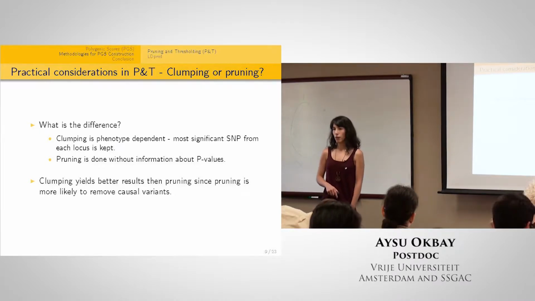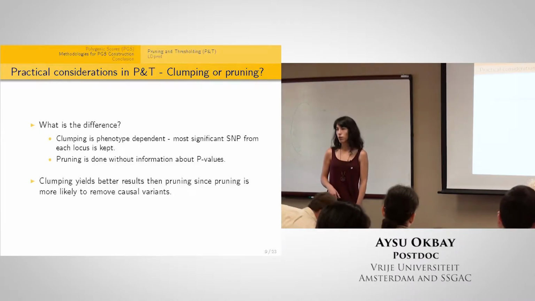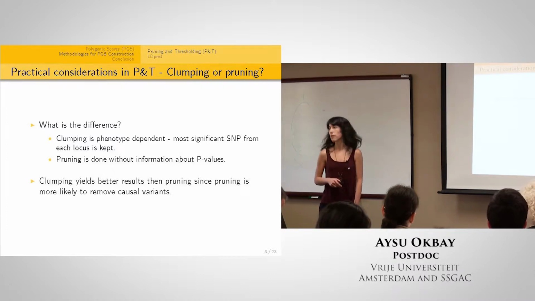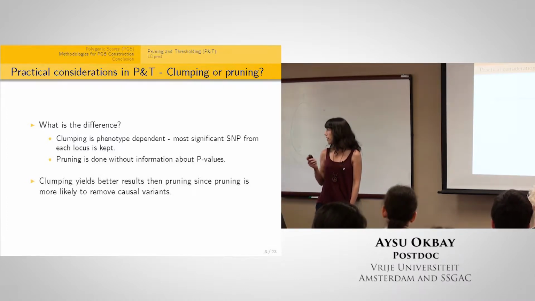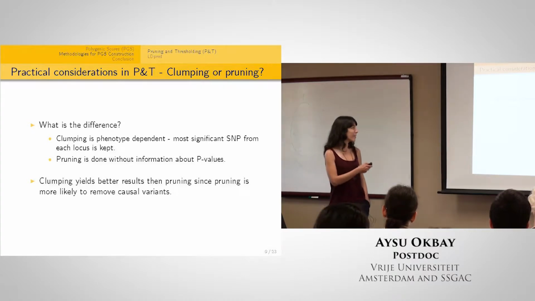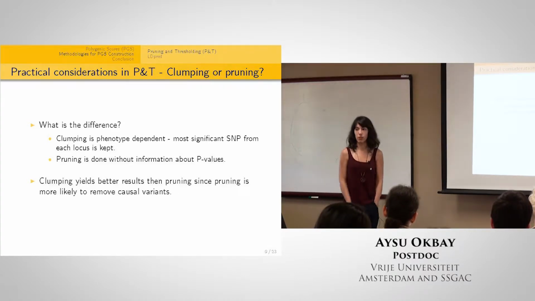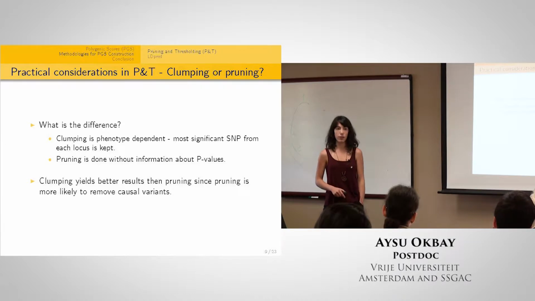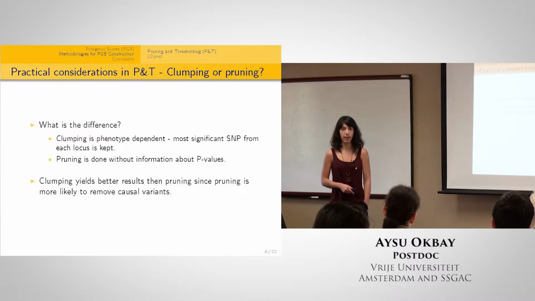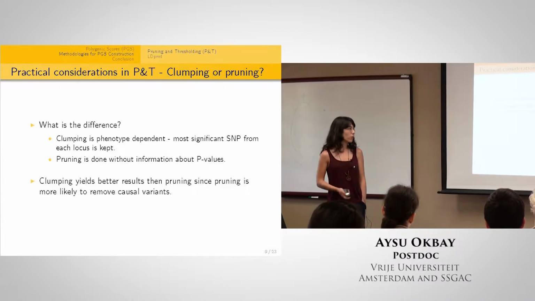Okay, clumping or pruning. How do you select your SNPs? Patrick also talked a little bit about this. What the difference between the two is that clumping is done using the p-values. So you have your GWAS results, you have your p-values, and then you take the most significant SNP. You look at the SNPs that are correlated with that SNP, and then drop them if they're correlated, and so on. So it's phenotype dependent, basically. You try to get the most significant SNPs out of all SNPs.